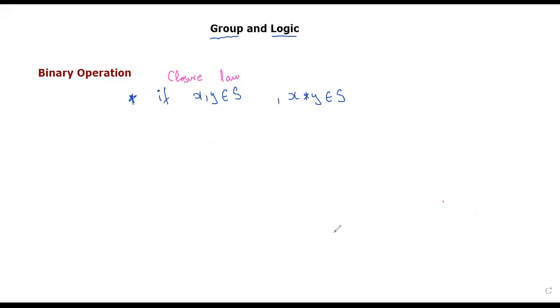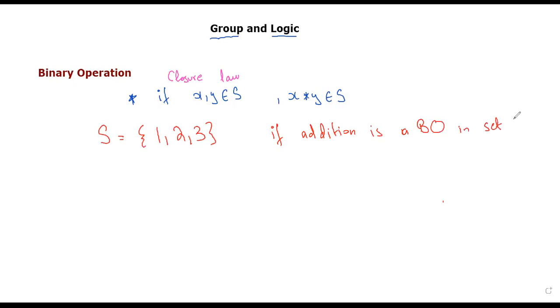Right. Okay. Let's talk about another example. Let's say I make up my own set. I say that set S has 1, 2, 3. And now I'm interested to know if addition is a binary operation in set S.